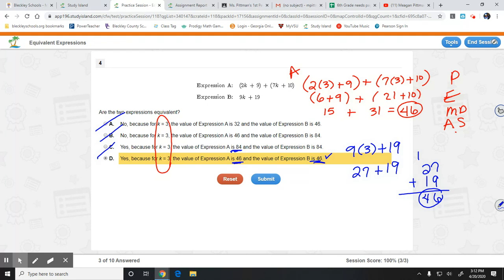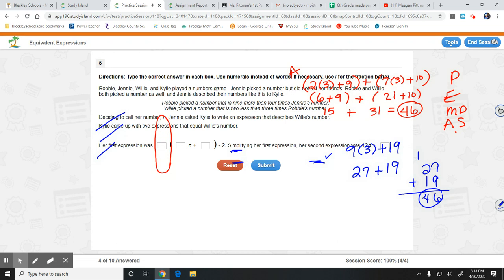Notice how I looked at the answer choices before I solved it, and it gave me a value for k of 3, which made it so much easier. Okay? So make sure you do that. Let's make sure we're right. Very good. We're correct. All right.